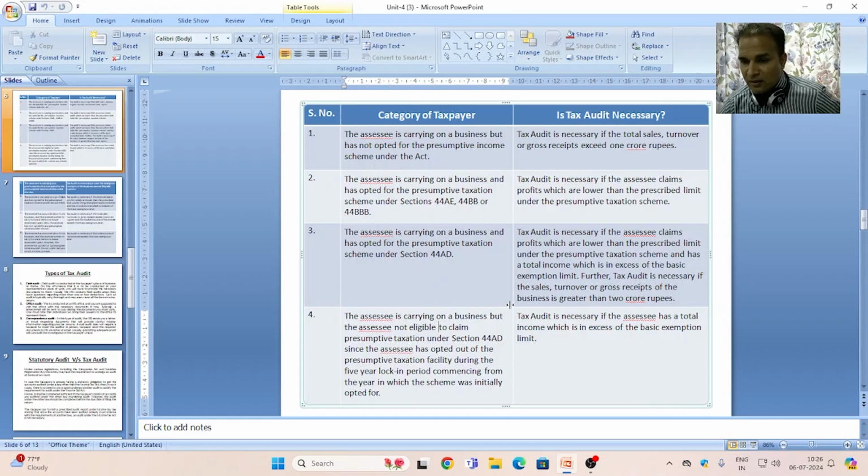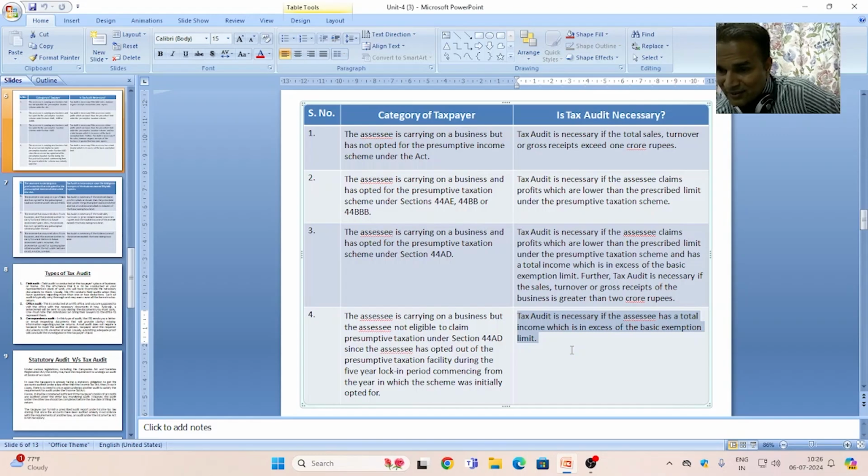In this case, tax audit is necessary if the SSC has a total income which is in excess of the basic exemption limit. Here we are concerned about the excess income over the basic exemption limit.